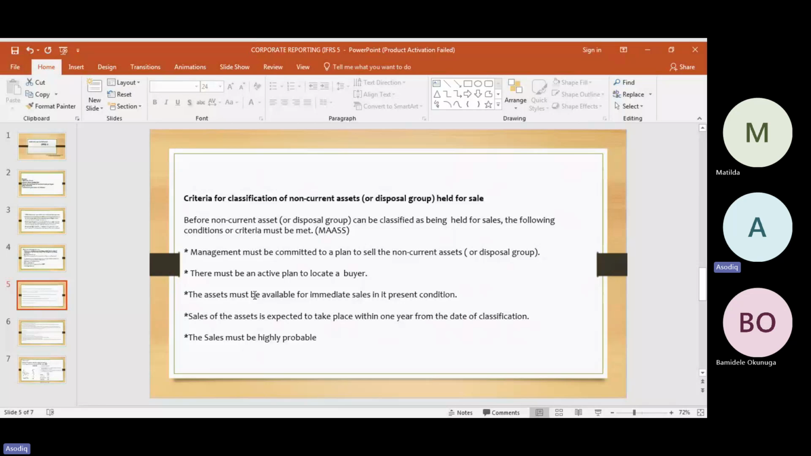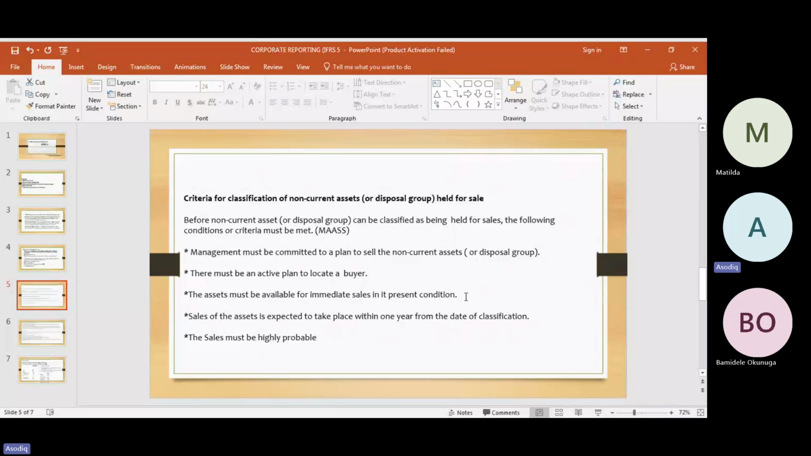The third one says the asset must be available for immediate sale in its present condition. Now, this particular line says that someone who wants to sell a particular asset must put everything in order. That means once the buyer comes, the buyer will no longer be waiting for such an asset. They must come, meet the asset they are buying, which means the car, in its present condition, and say, okay, I'm satisfied with everything I want to buy.